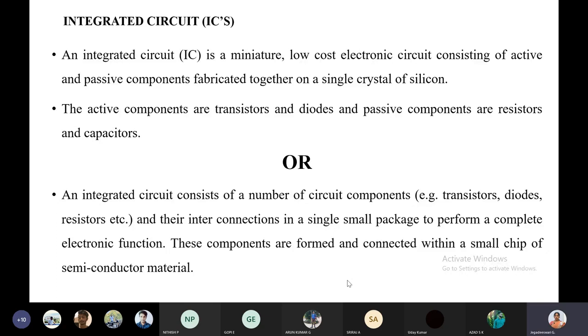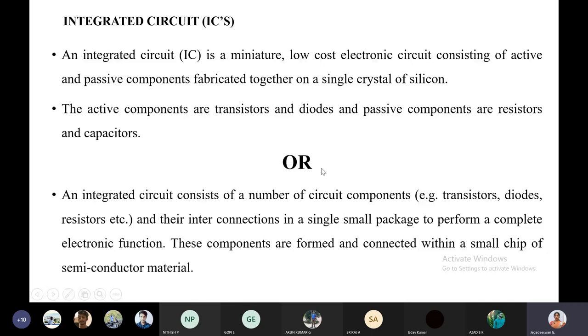Next, you have to write examples of active and passive elements. The active components are the transistor, the diode, the light, LVDT, and so on. The passive components are the resistors and capacitors; the charging and discharging components all come under passive components, resistor and capacitor. So these two points are the exact definition of an IC. You have to write these two points from an exam point of view if they ask.